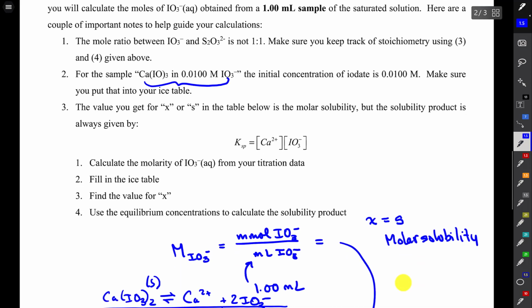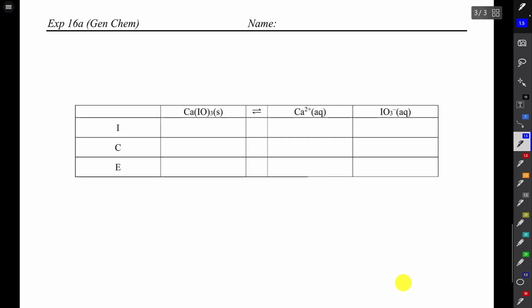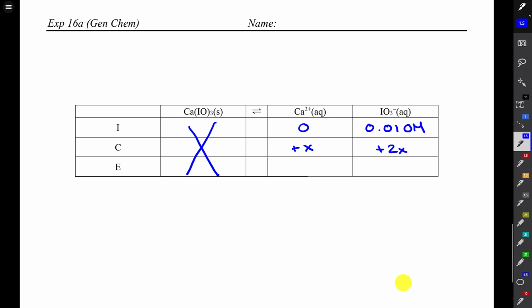So think about what we're doing here. I'm going to go back down here. I have another ice table prepared. We ignore this because it's a solid. And we're dissolving calcium iodate in a solution that's already 0.010 molar. So as the calcium iodate begins to dissolve, there's still 0 calcium at the beginning. This will still be plus X, and this will be plus 2X, or 2S if you want to follow what's in the book. And then you'll have X, and you'll have 0.010 plus 2X.